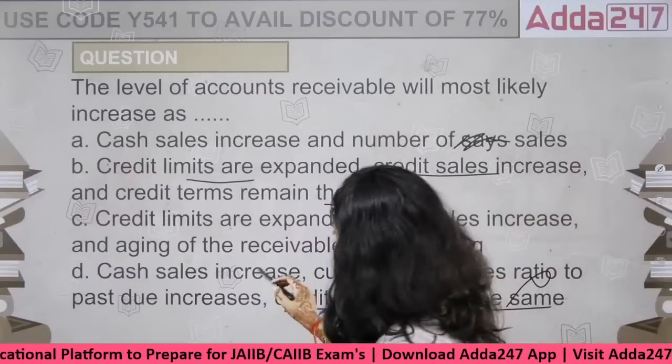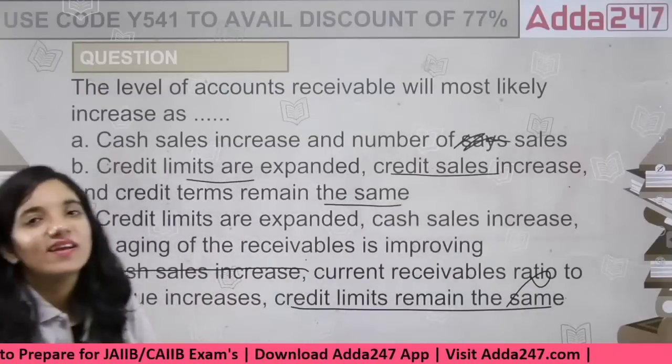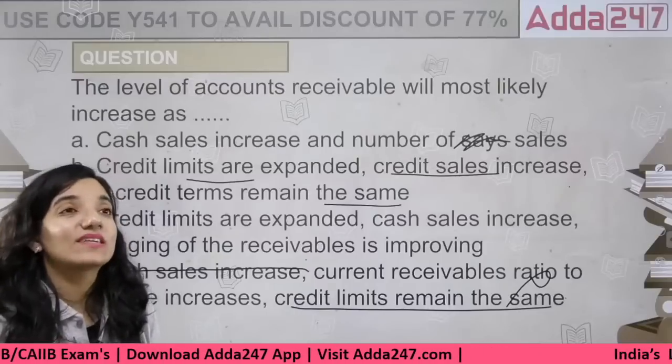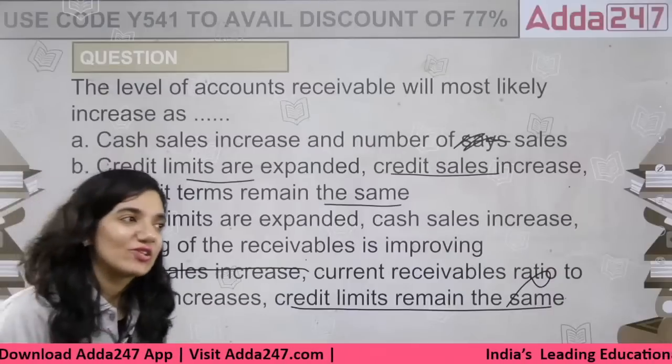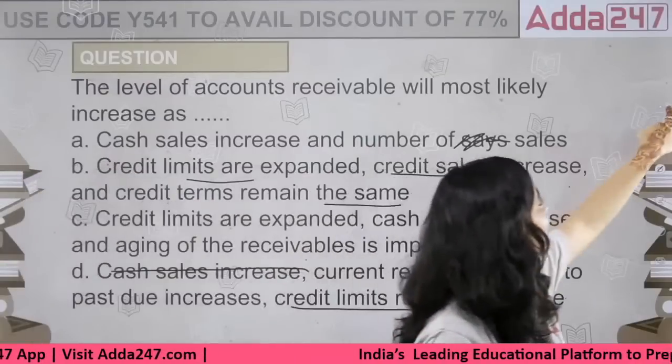It is cash sales increase. I should have seen that. The question says cash sales is increasing. That will not affect the debtor. Remember, the debtor is affected when he makes a credit purchase, not by cash sales, because cash sales will increase the cash. My mistake. Let's move on.